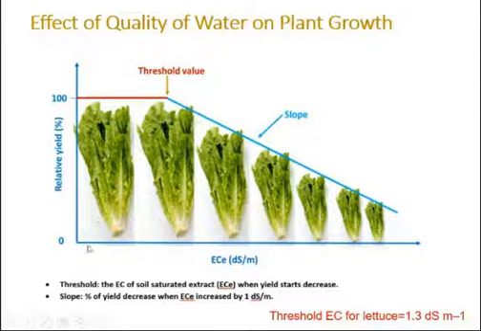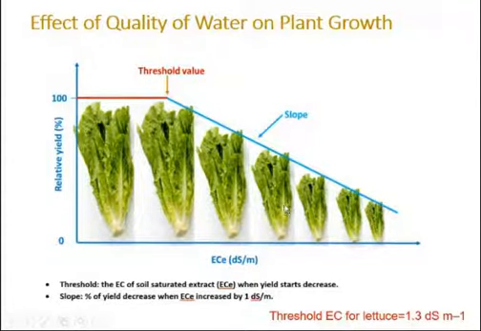And you can see that with the increase of the salinity beyond the threshold value, beyond the value by which the lettuce grows healthily, the yield decreases, and the lettuce becomes smaller and would not be that good, because you need to have a good plant growth. If we search for the threshold value of the salinity for lettuce, you would find it's 1.3 dS per meter.